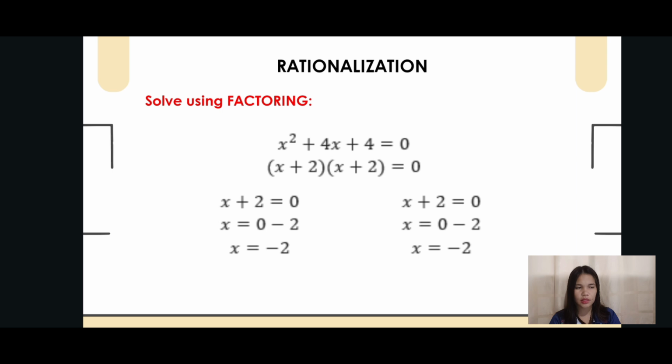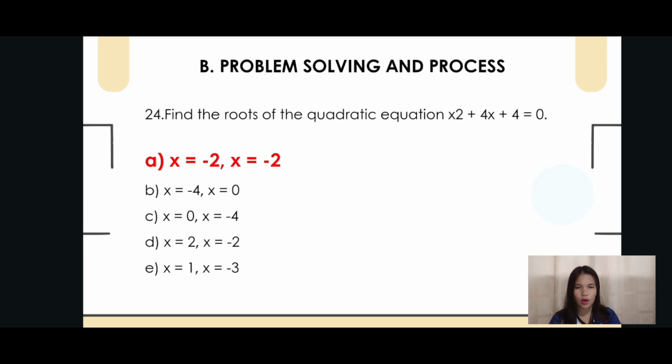The same as the other, x plus 2 is equal to 0. We have to transfer positive 2, and it will become negative 2. So x is also equal to negative 2. So the answer now, or the roots of the equation x squared plus 4x plus 4 is equal to 0, are negative 2 and negative 2. So it is letter A. Okay.